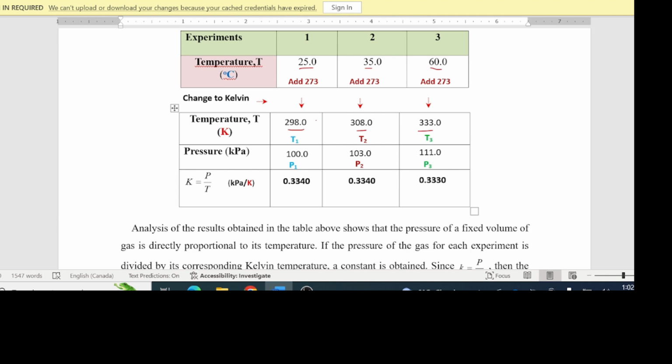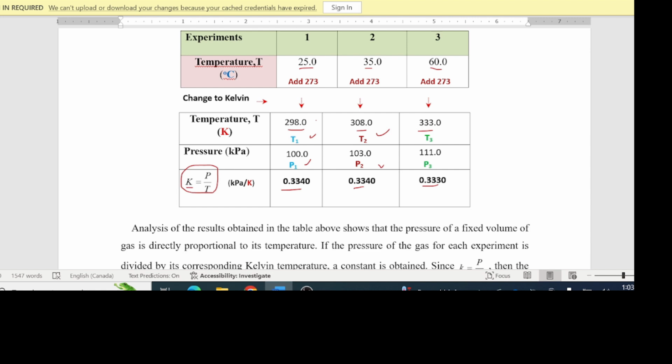Now what Gay-Lussac found was this: in every experiment that was done, three experiments were done, if you took the pressure and divided it by the Kelvin temperature, it turns out to be a constant. If you divide the first pressure by the first temperature, you get a value. If you divide the second pressure by the second temperature, you can see what is happening, you're getting a constant. So this is the law equation that was established by Gay-Lussac, that the pressure over its Kelvin temperature gives you a constant.